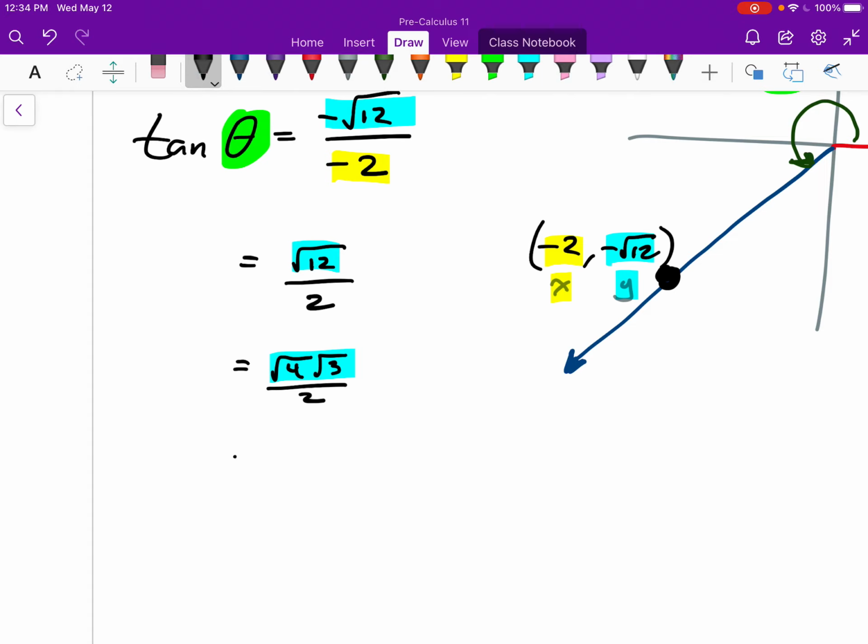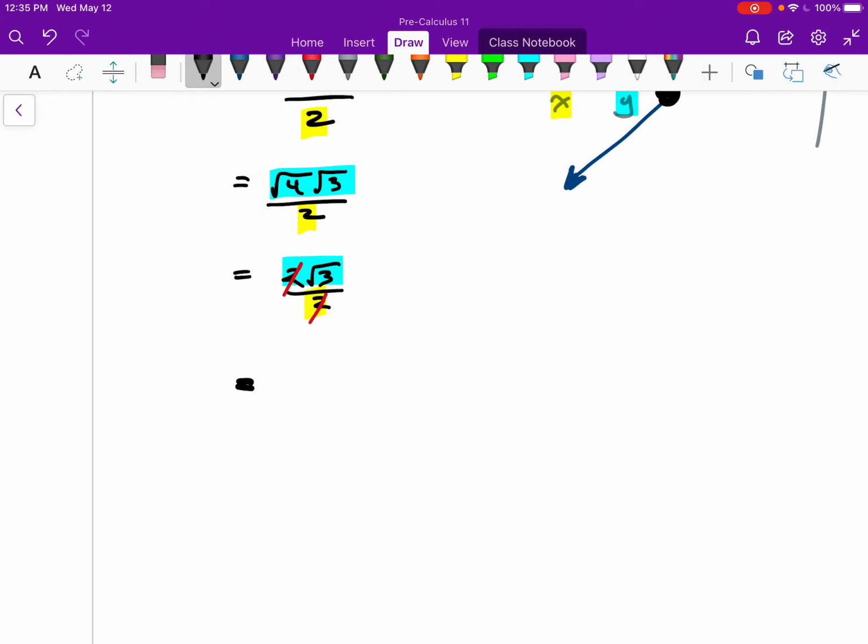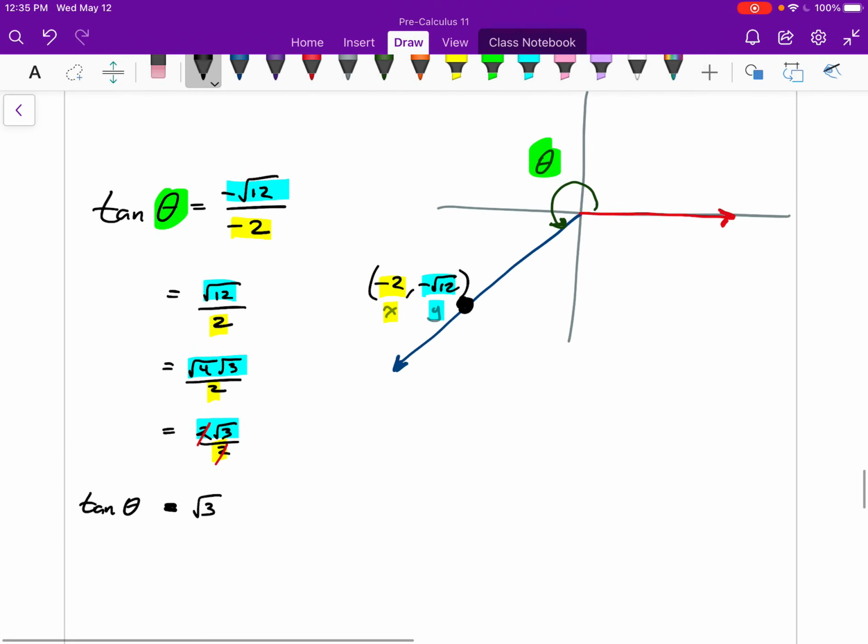Root 4 is 2 whole, so I can rewrite this as 2 root 3 over 2. And suddenly, we can see how this actually simplifies quite nicely, because I can now cancel out a factor of 2 from the numerator and the denominator. And so I'm left with just root 3. The tangent of theta equals root 3. So that already is now hopefully sounding a bit more familiar.